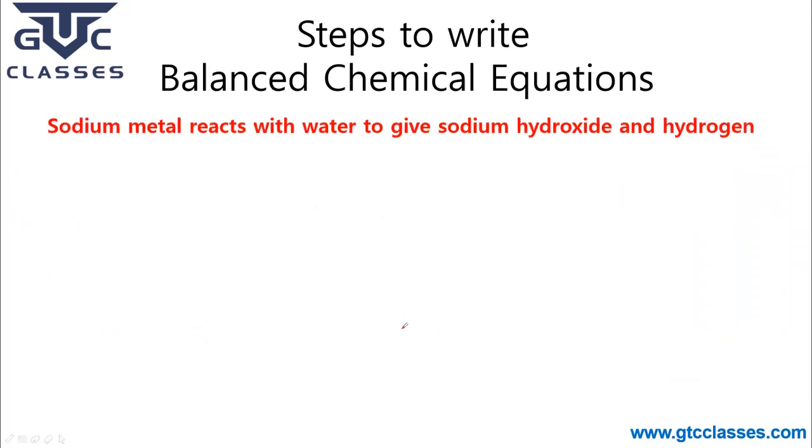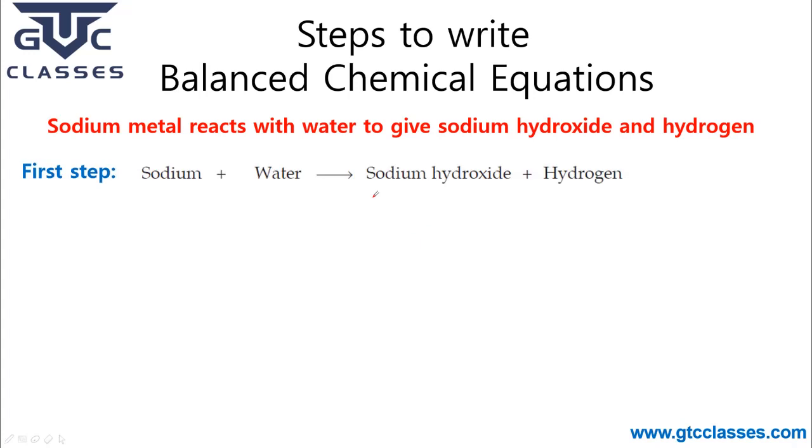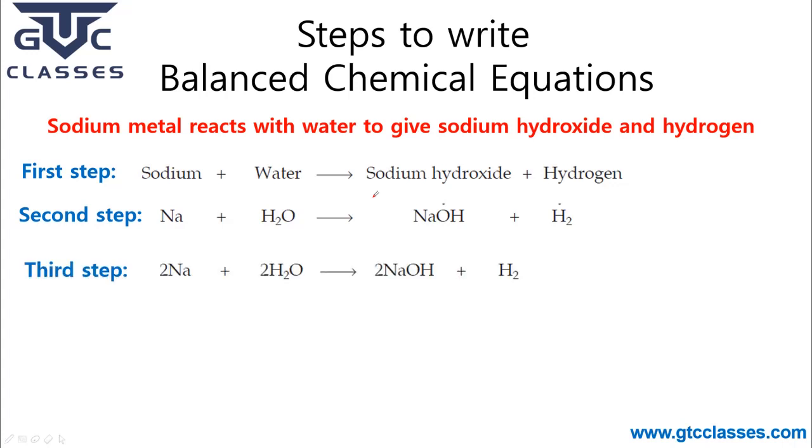Okay, let's try a few more. Sodium metal reacts with water to give sodium hydroxide and hydrogen. So how will you do that? Exactly the same process. First write the word equation, sodium plus water gives sodium hydroxide and hydrogen. Write the formula, Na plus H2O gives NaOH plus H2. Third is balance the chemical equation. Fourth step, write the state.